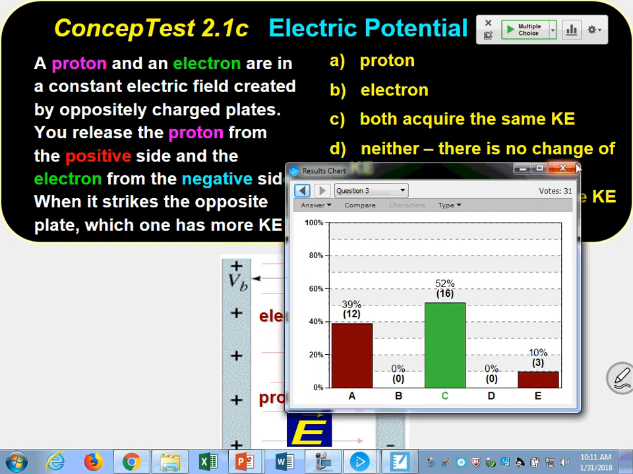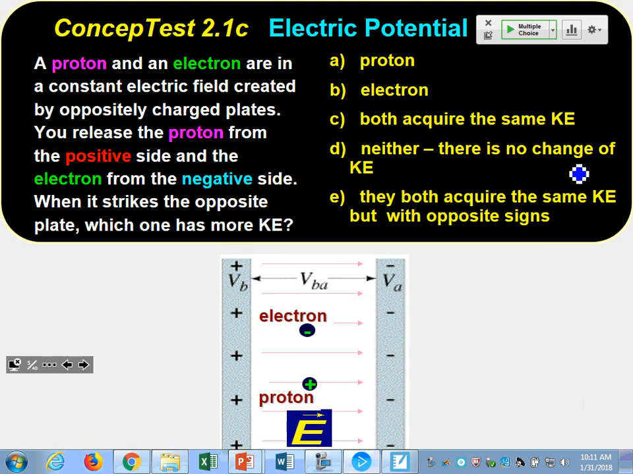Okay, C is right. Listen, the energy is equal to the work that's done by the electric field, and that's equal to the force times the distance. That's equal to Q times E, that's the force, times the distance. Well, let's see. Q is the same for both, E is the same for both, and D is the same for both. So they're both going to have the same kinetic energy.